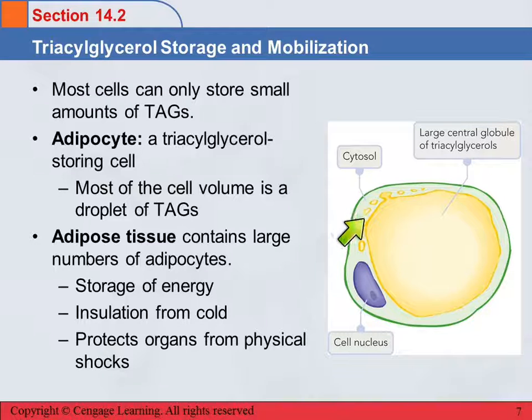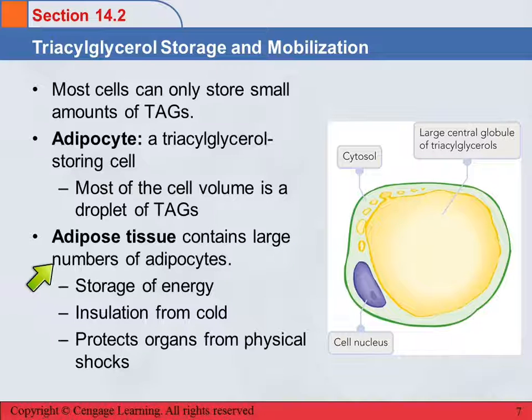And as more triacylglycerol comes in, it initially forms little tiny drops along the edge, but then they eventually merge in, and you've got one big globule of triacylglycerols. When we talk about adipose tissue, that's areas of your body that contain large numbers of adipocytes, these fat-storing cells.